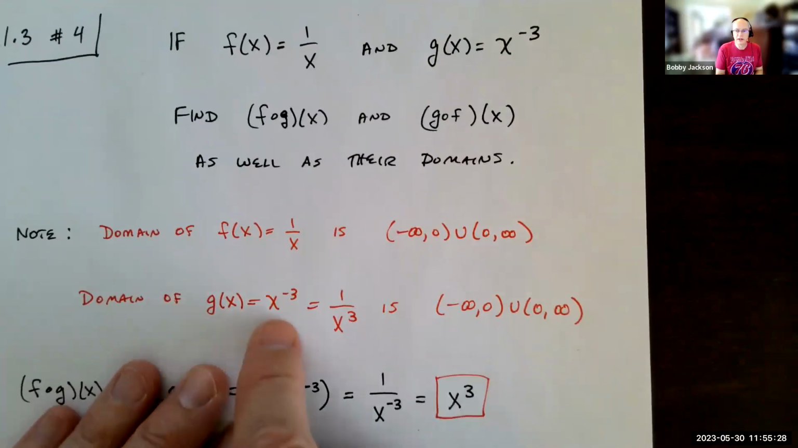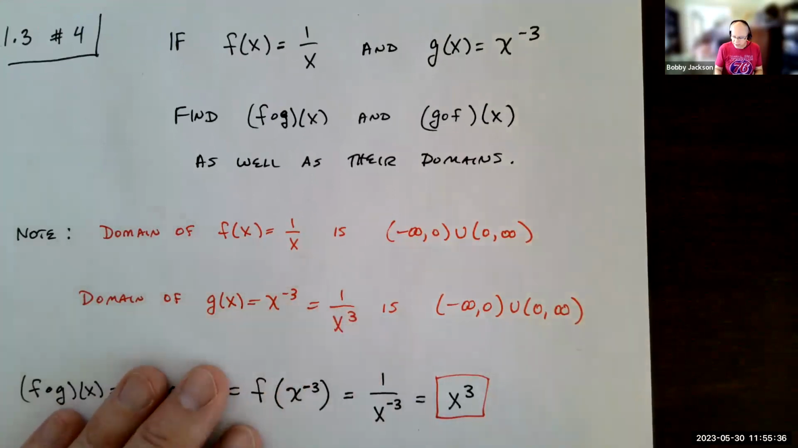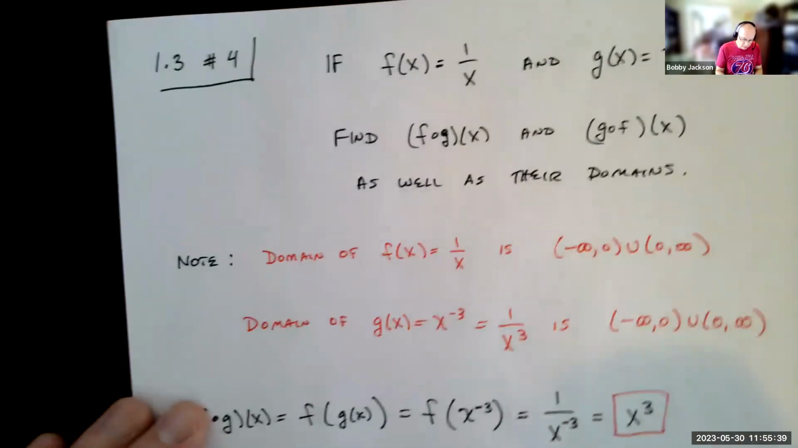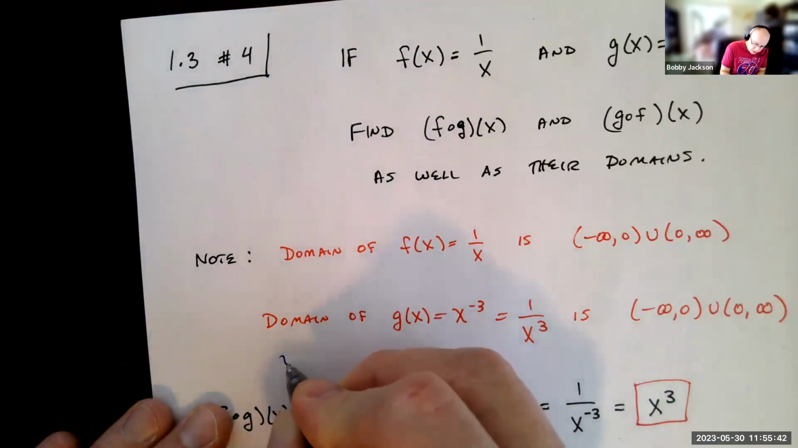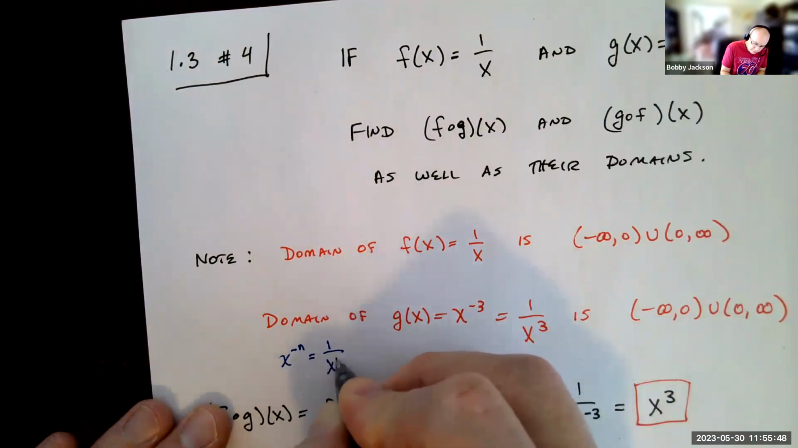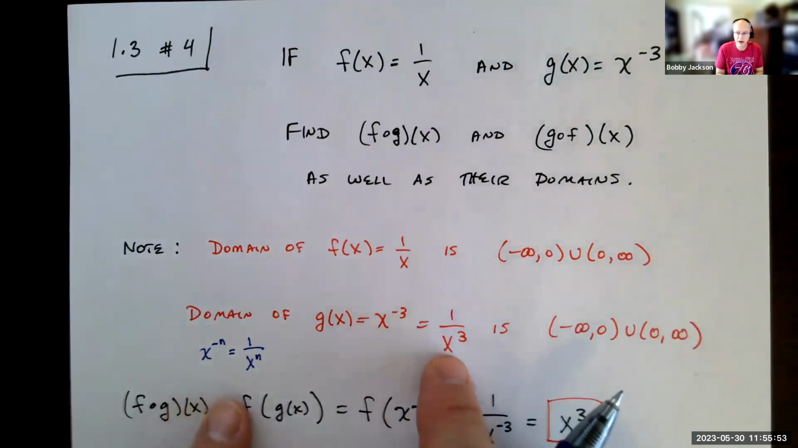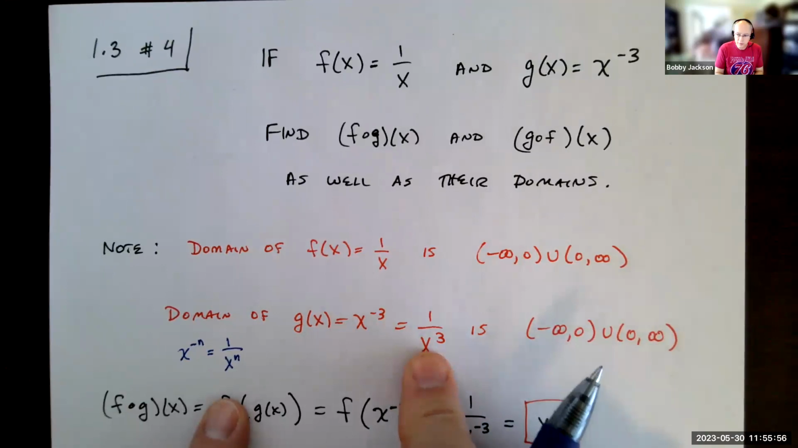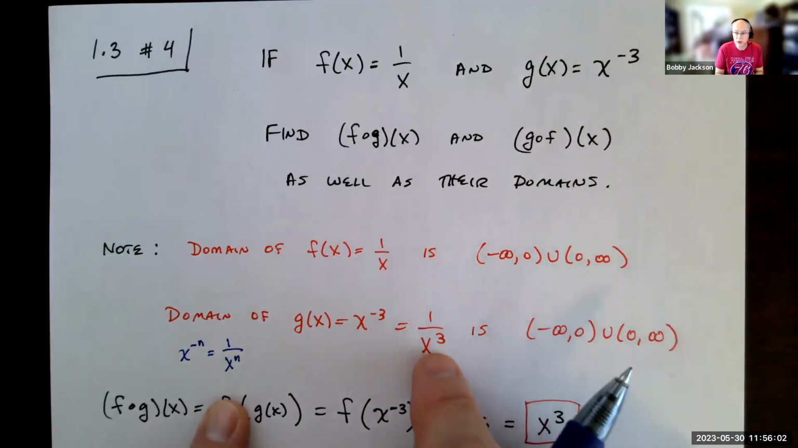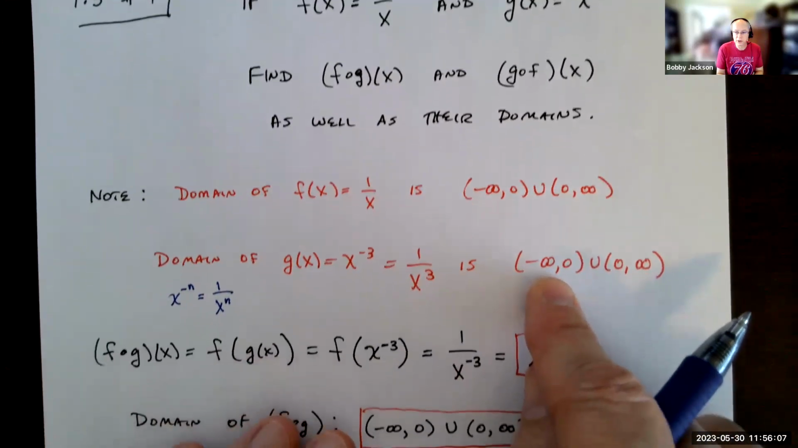The domain of the function g of x, which was x to the negative third power. Remember, x to the negative third power is the same thing as 1 divided by x cubed. So you need to be familiar with your rules for exponents. Negative exponents indicate a reciprocal, and so x to the negative third power means 1 divided by x cubed. Again, this function will be undefined when x cubed is 0, which occurs only when x is 0. So the domain for this function is everything except for 0.